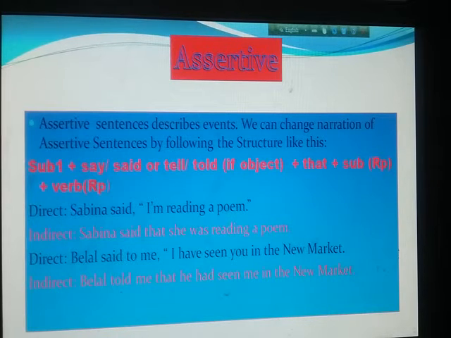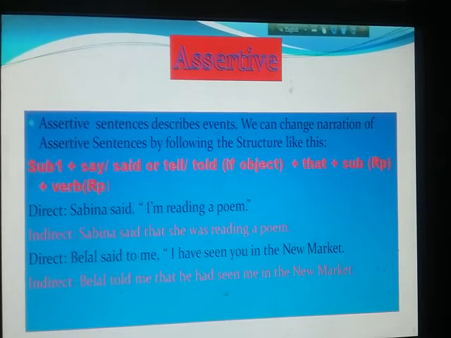At first, subject 1. Subject 1 means the subject of the reporting verb, plus say, said, or tell, told, if there is an object. If you have an object after the verb, then use the transitive verb tell. Plus that, used as a conjunction, plus subject 2, that means the subject of the reported speech, plus verb, here the verb of the reported speech. So, direct narration. Let us see the example.